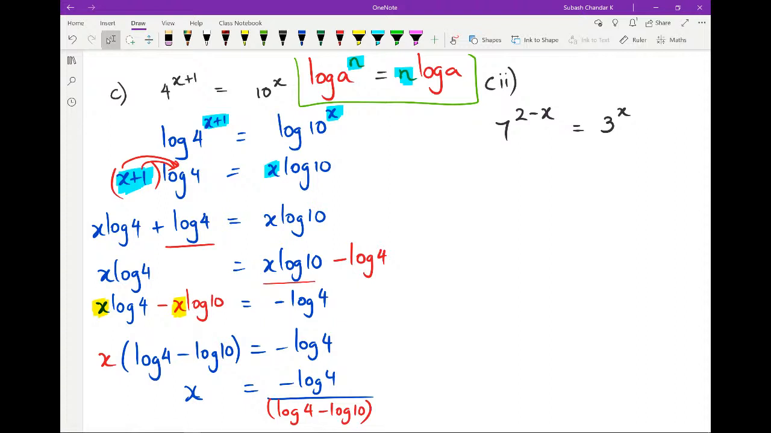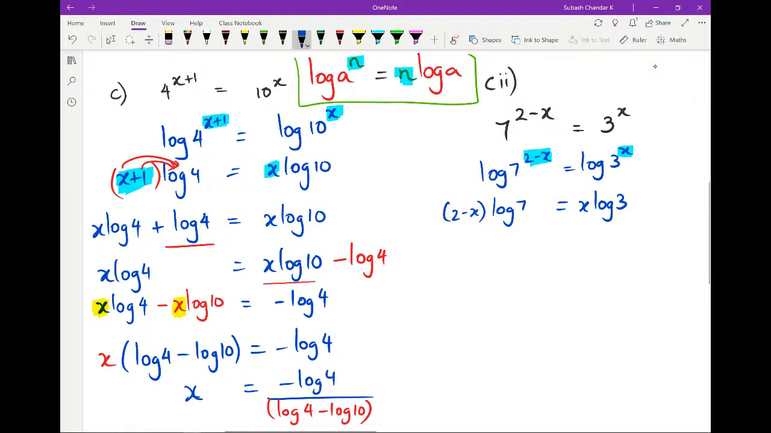Okay, let's do question number 2. I'm sure you guys would have finished C2. What we're going to do is take logs. First step, we write logs of both sides. So we've got log of 7 to the power of 2 minus x equals log of 3 to the power of x. We're now going to bring the powers to the front. When we bring the 2 minus x, make sure we put it in a bracket. So that's going to be (2 minus x) log 7 equals x log 3.